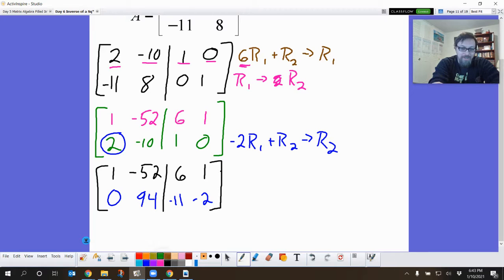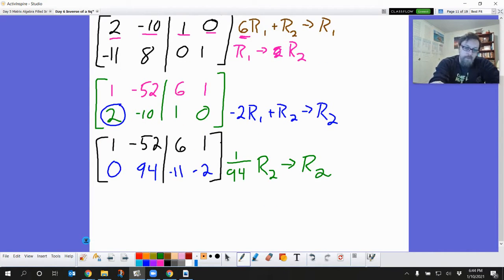Okay. Well, now what? Oh no. We need to divide this row by 94. Ooh, gross. Don't worry, I know what the answer is, and so it's gonna get there. It has this gross 94 on it. Okay.